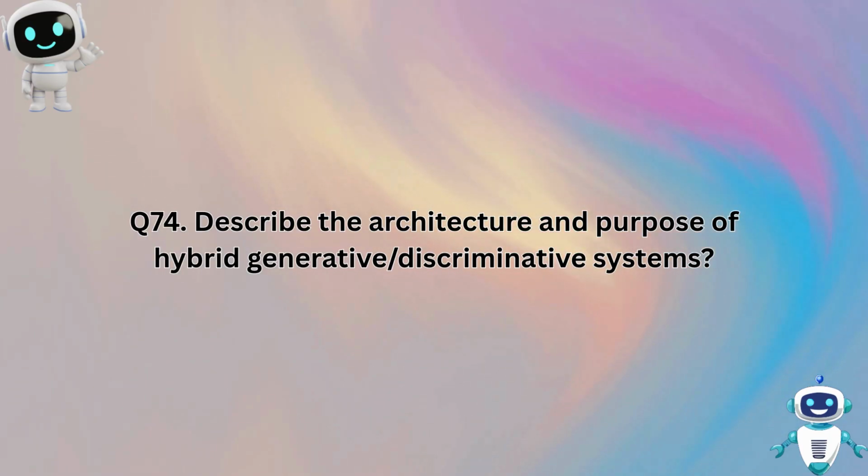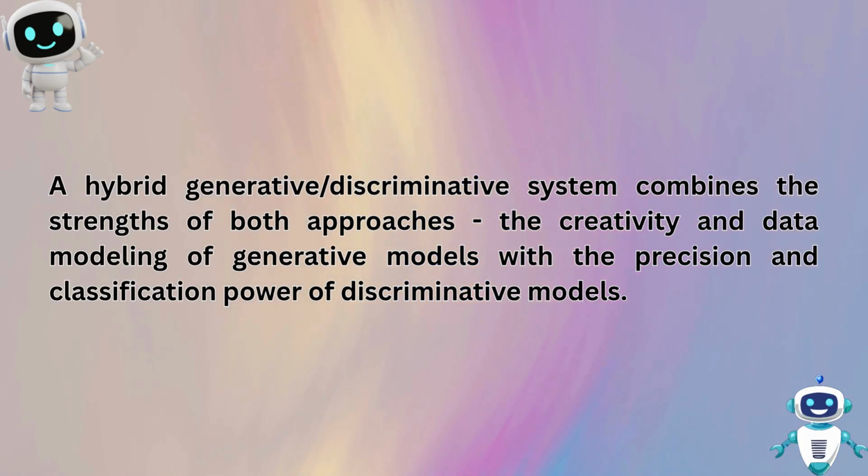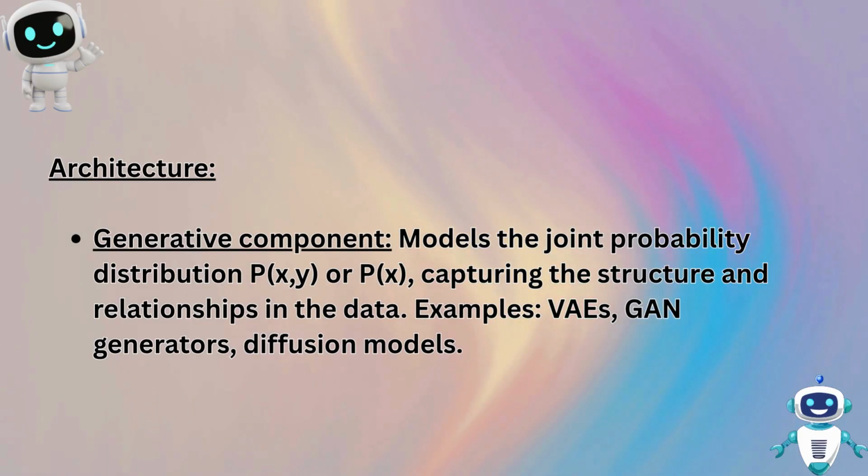Describe the architecture and purpose of hybrid generative-discriminative systems. A hybrid generative/discriminative system combines the strengths of both approaches: the creativity and data modeling of generative models with the precision and classification power of discriminative models. Architecture: the generative component models the joint probability distribution, P of X, Y, or P of X, capturing the structure and relationships in the data. Examples: VAEs, GAN generators, diffusion models.